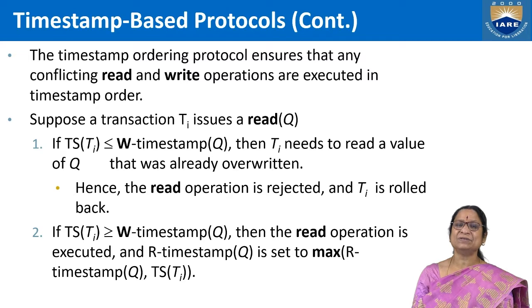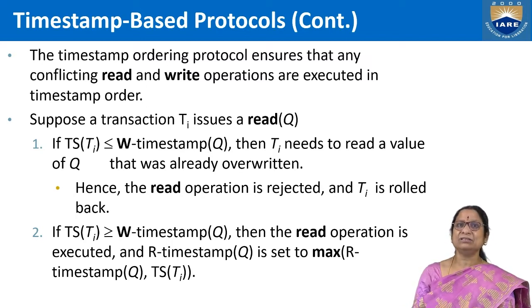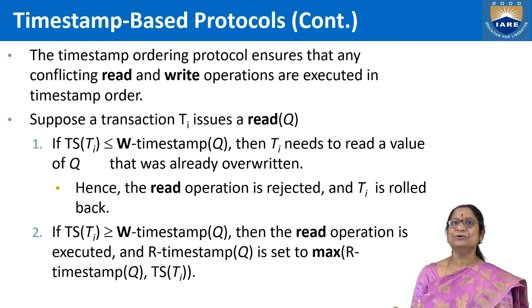Whether that particular transaction that overwrote it has completed or not, we don't know. That's why this read is supposed to be rejected, because it was already written by some other transaction. So in such cases, the read operation is rejected and TI is rolled back. Hope you are getting it. Reading an object which is already updated by some other transaction is not acceptable, right? So the read-write conflict is handled here.